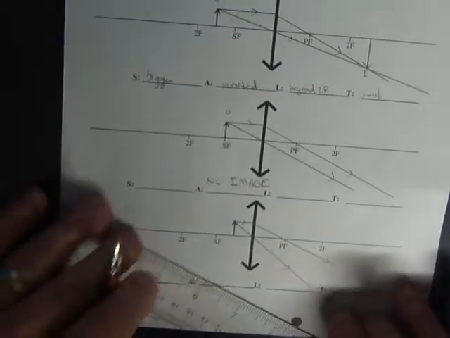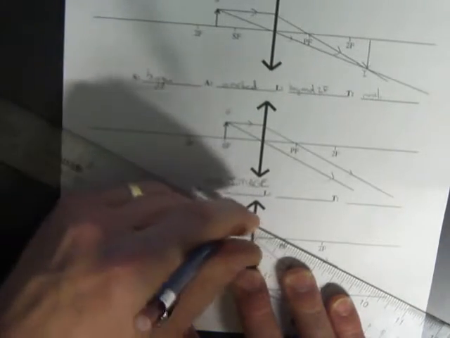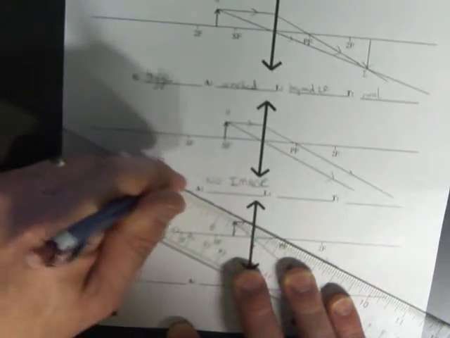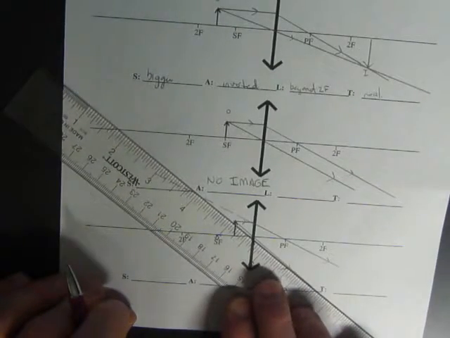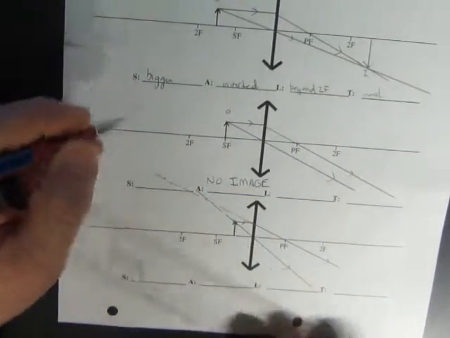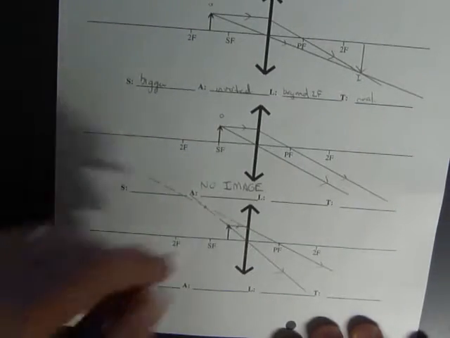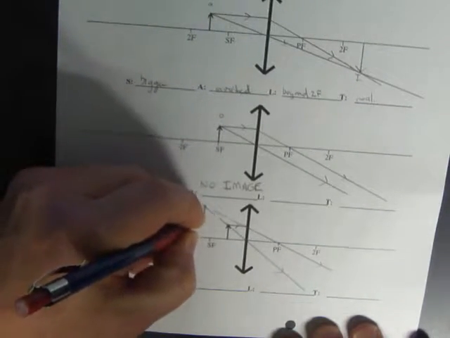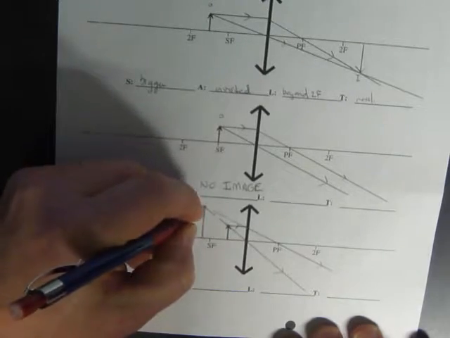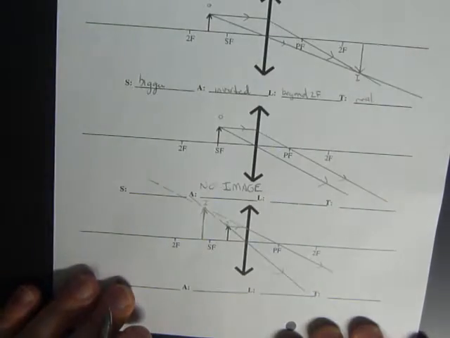So we're going to put our rulers back on the ray, and I'm going to extend them in behind with a dashed ray, because it's not a real light ray. It's a virtual light ray. I'm going to do the same with the other one. You can see right there is where those meet. That's where our eyes are going to think that the image is.